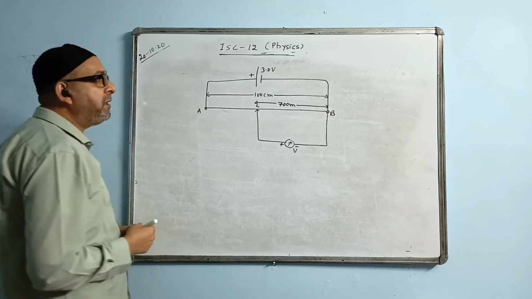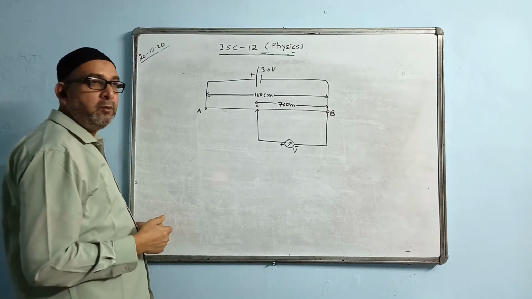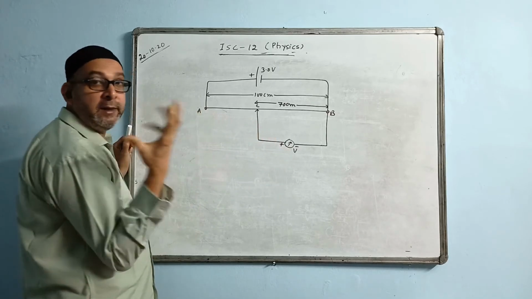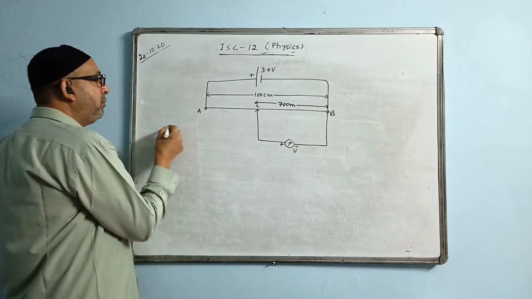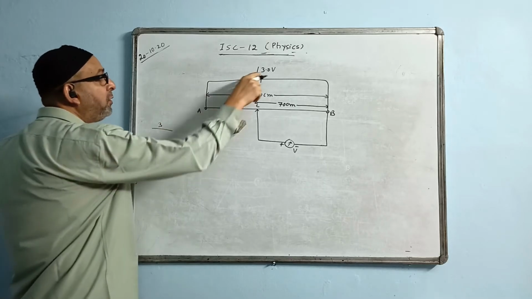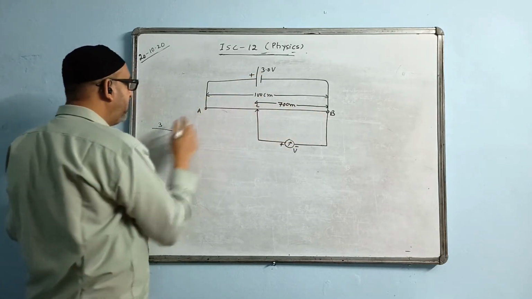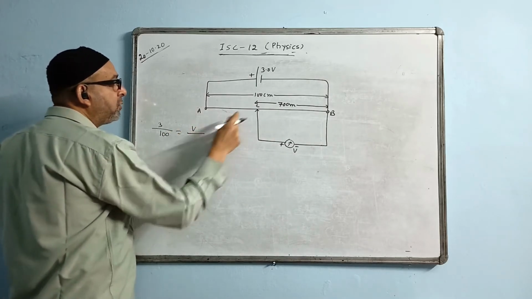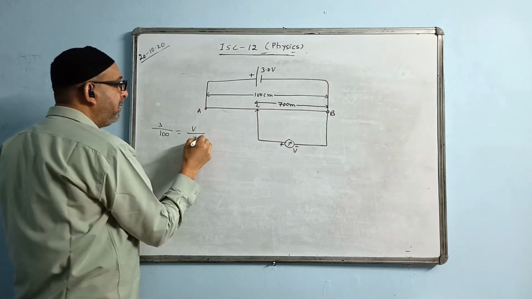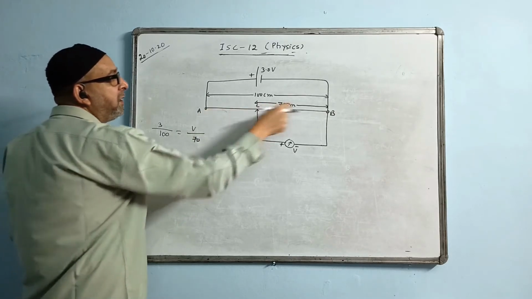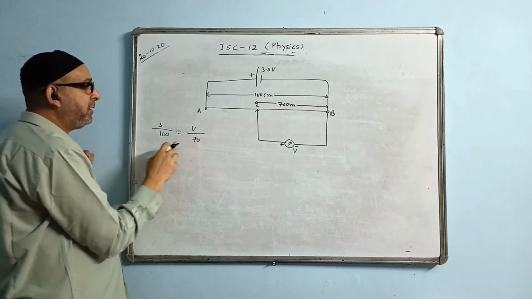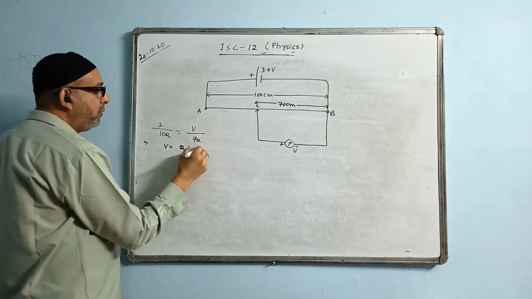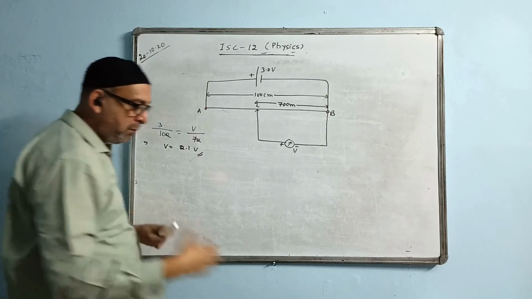Now how to find the potential gradient? There is no deflection, which means the voltmeter is not consuming any current. So make the potential gradient: 3 volt is applied across what length? 100 centimeter, right? This voltage V is applied across what length? 70, right? If this is 70, then the remaining will be 30. Calculate the answer: it will come 2.1. Finished. This question is solved.